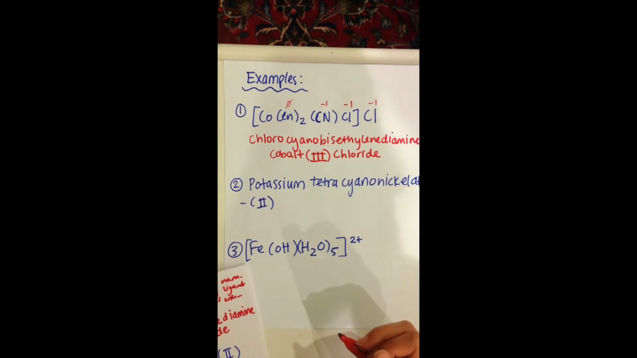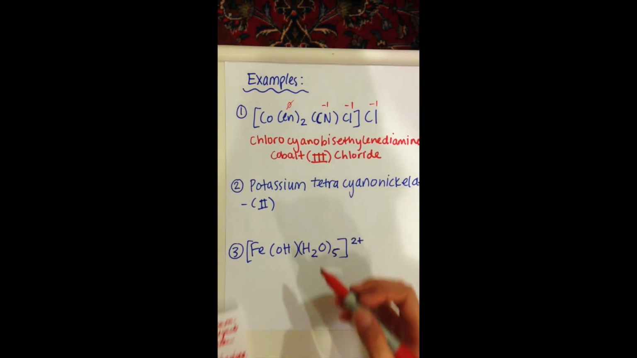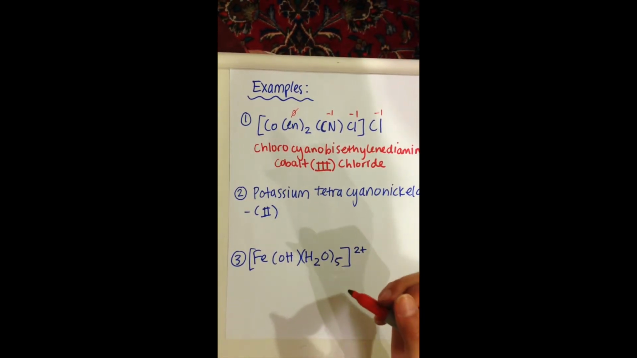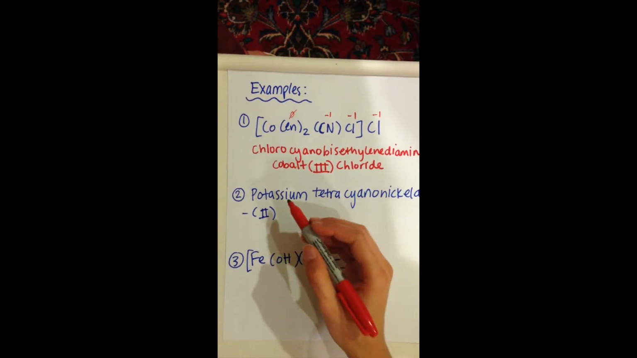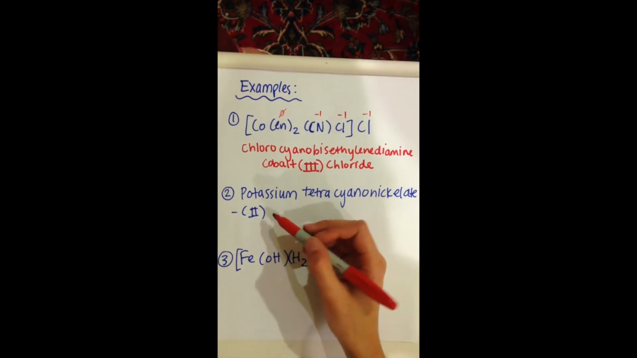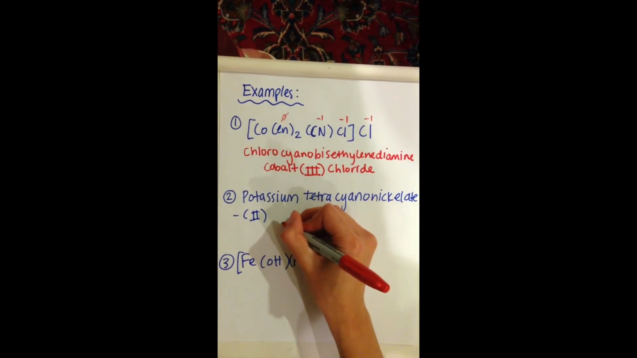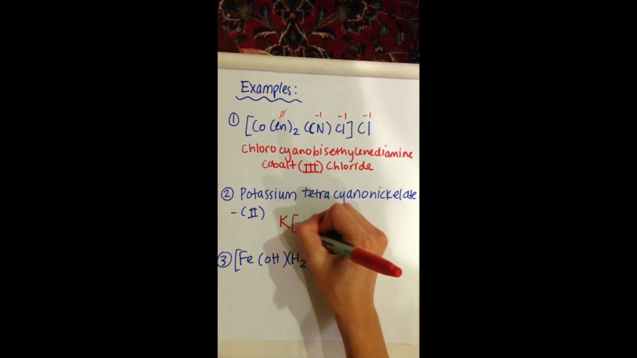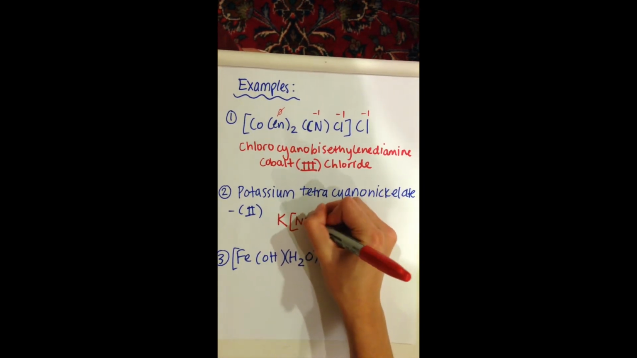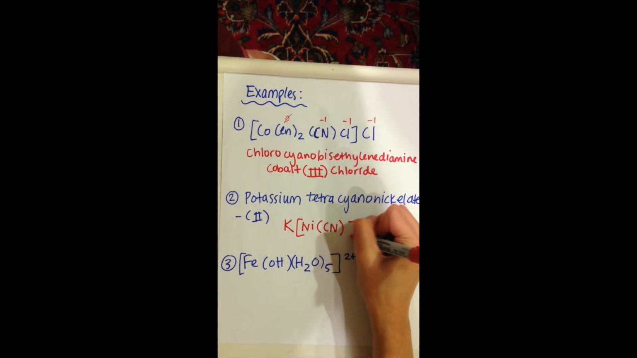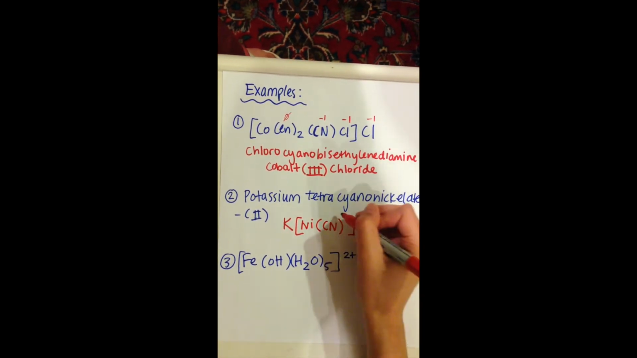For the second example, we are going from the name to the formula. In this example, we first write down the potassium because this has a positive charge and goes before the coordination sphere. Next comes our central metal ion, nickel, and then our cyano ligand, which has 4, tetra.